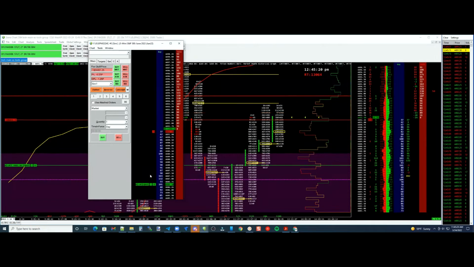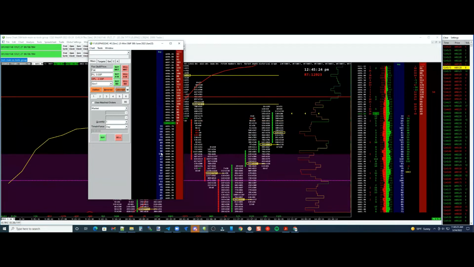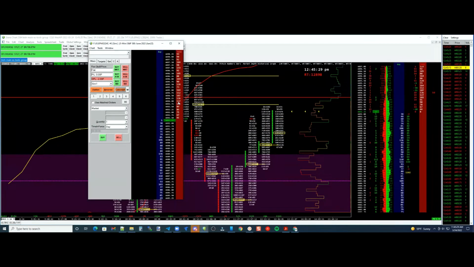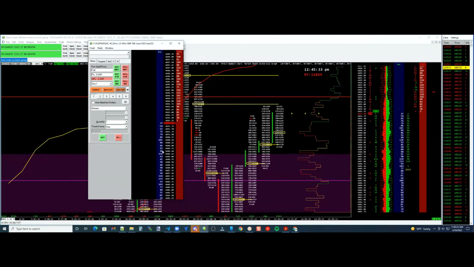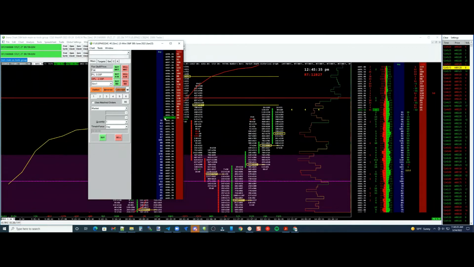It's going to market you in and not use a stop. Okay. And you can right click down here and it'll flatten you out. So if you right click the resting offers, it'll market you in short. And if you right click the resting bids, it'll market you in long.